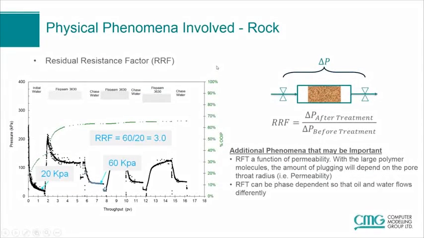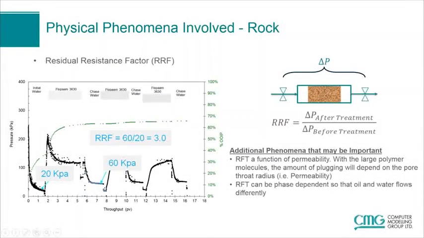Now, another phenomenon tied to the adsorption is the residual resistance factor, or RRF. Now, this plot here is showing a typical core flood. You have pressure on the y-axis and then pore volume on the x-axis. The first curve here is the initial water flood, and at the end of the water flood, the pressure here is 20 kPa. That's also delta pressure, 20 minus this 0 value here.